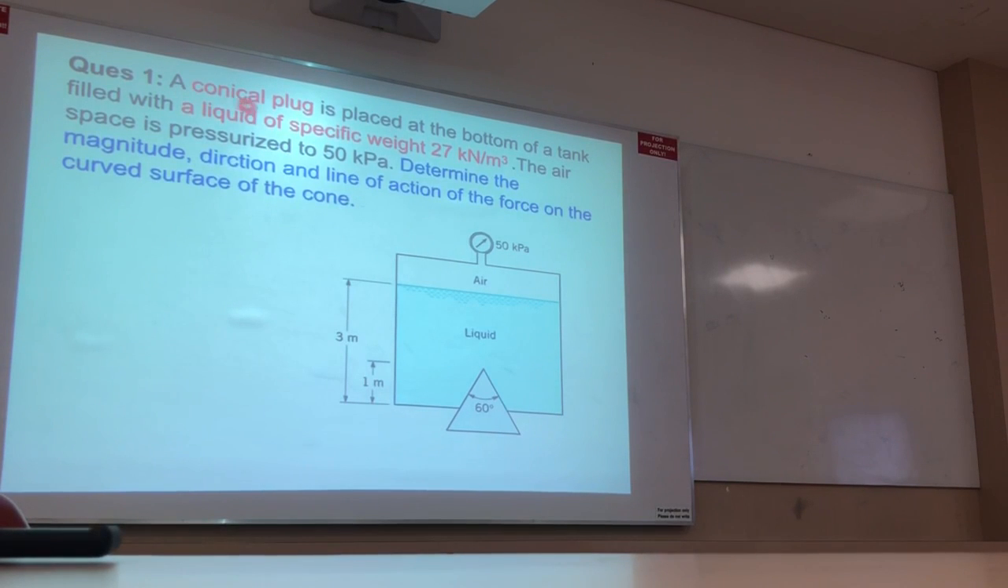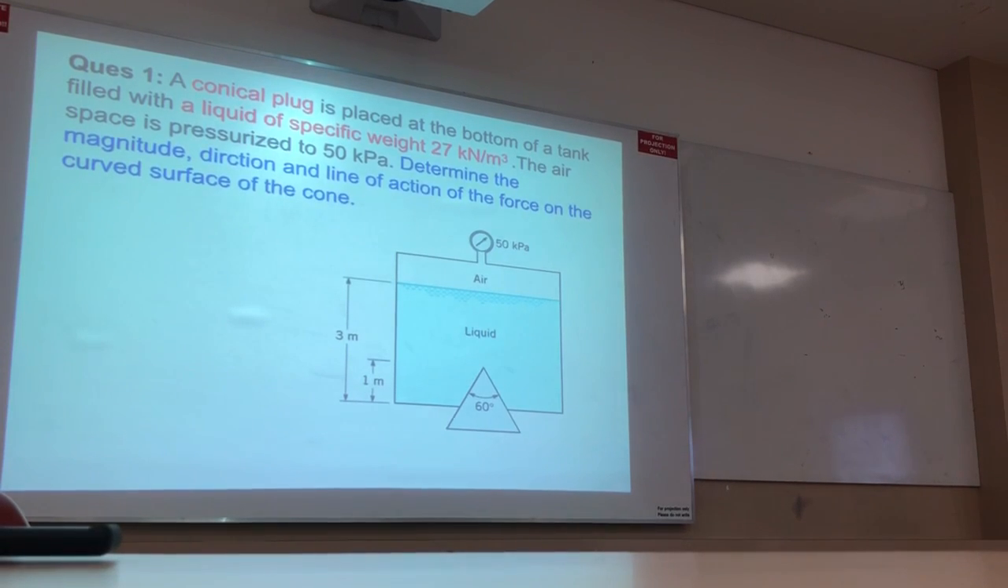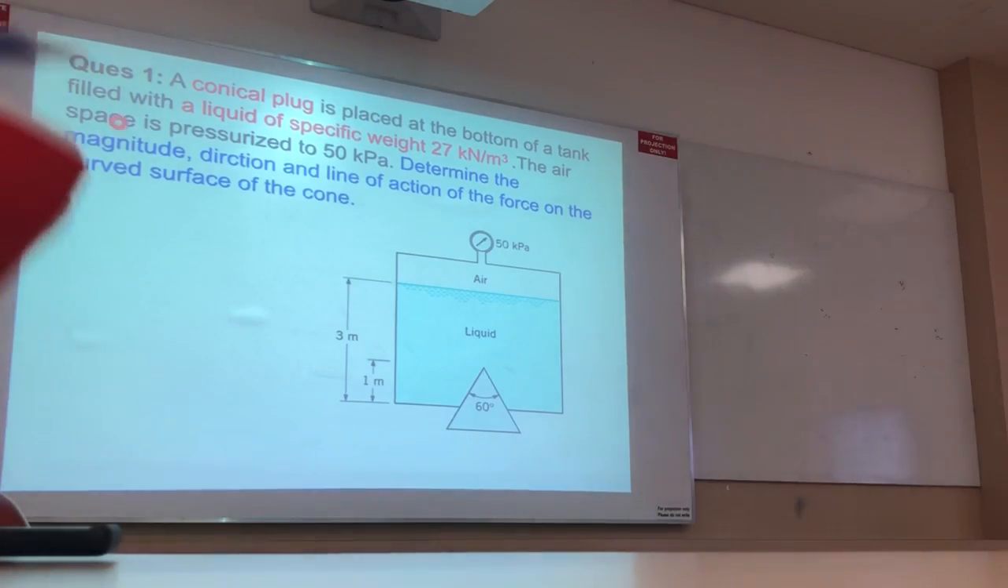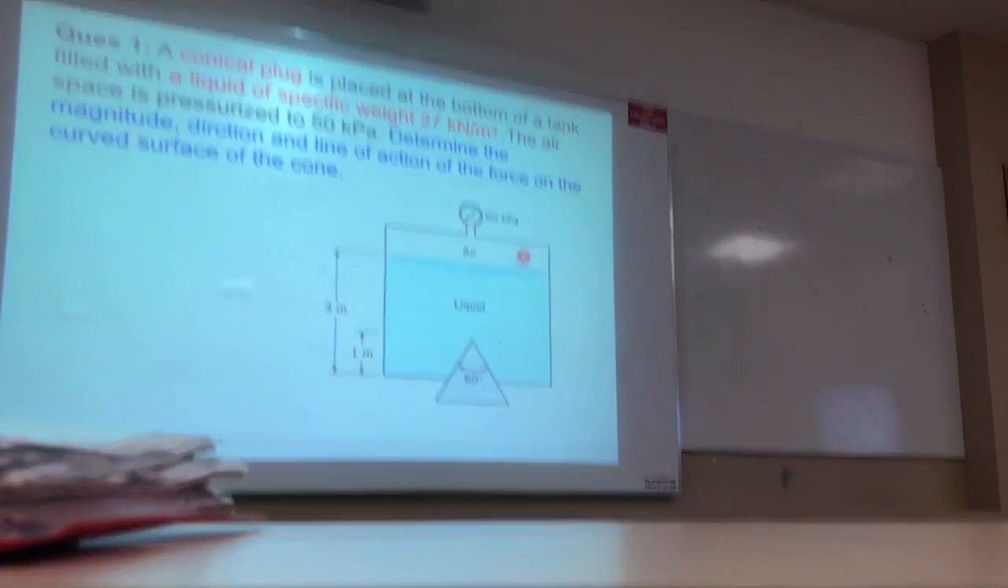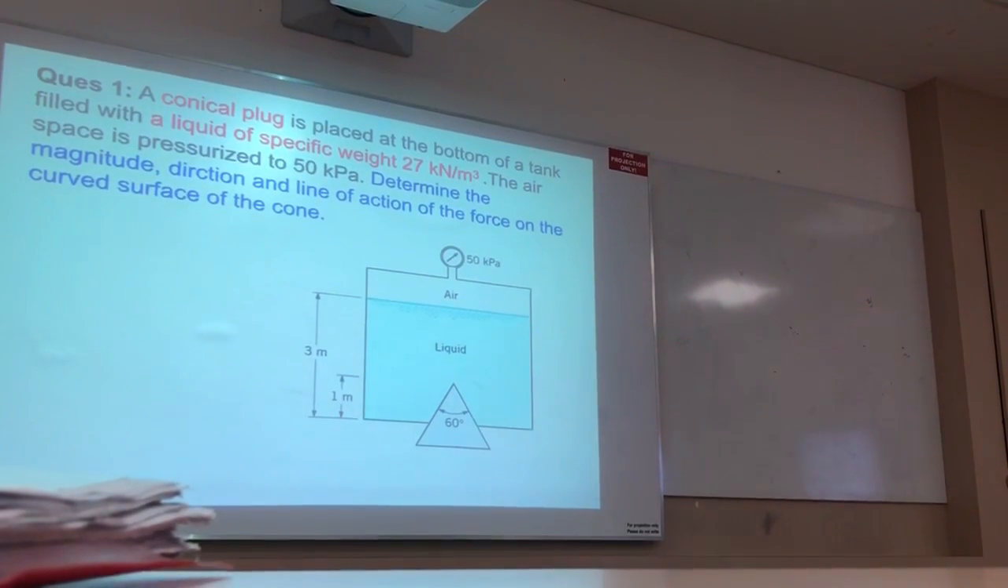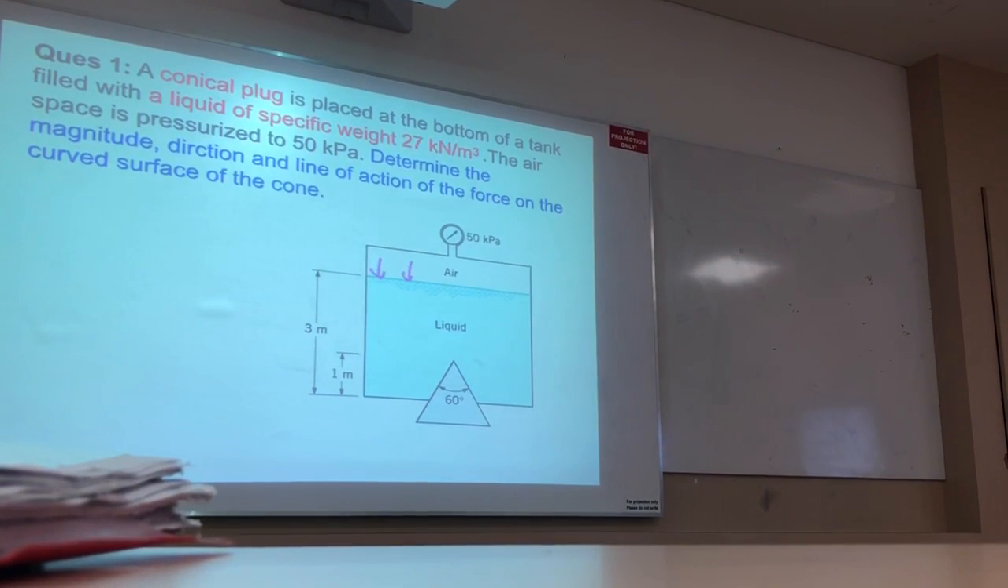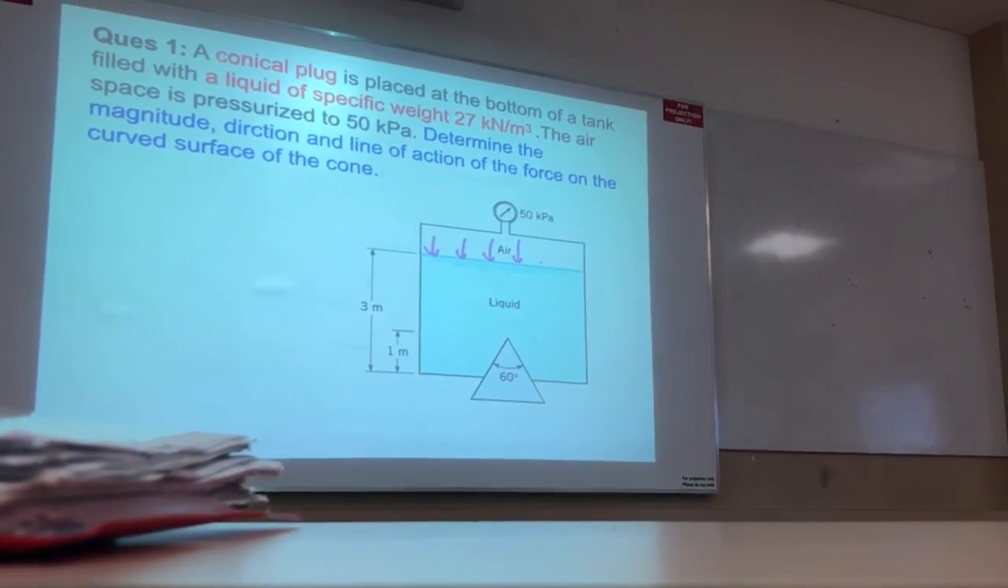Question: a conical plug is placed at the bottom of the tank, filled with liquid which has specific weight of 27 kilonewton per meter cube. Specific weight of the liquid is 27 kilonewton per meter cube. The air space is pressurized to 50 kilopascal. So here the pressure is 50 kilopascal, at all that point.